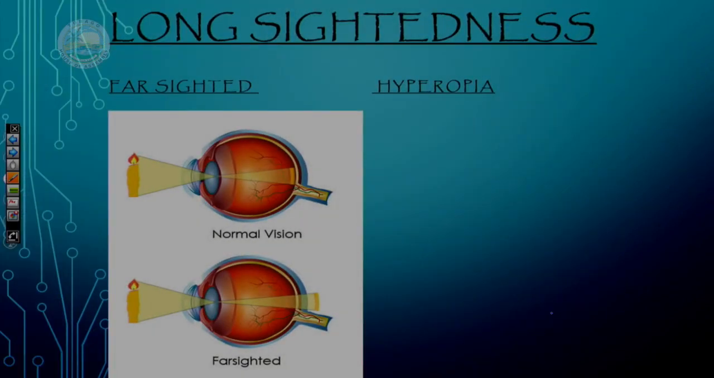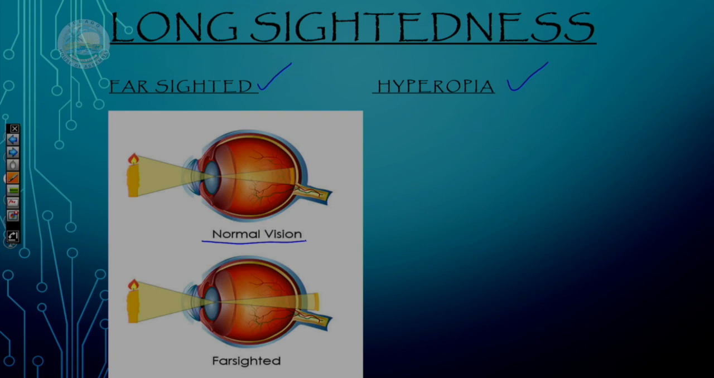The first one we look at is long-sightedness, also called far-sightedness, also called hyperopia. When someone is long-sighted, they see distant objects very clearly. When the object is far off, they will see normally. So here is normal vision for someone who is long-sighted. The image is formed on the retina, no problem. However, when they look at an object close up, it looks blurred.